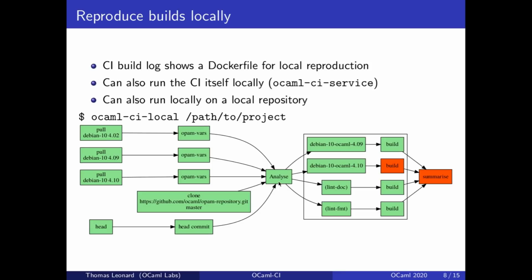In this case, the analysis phase determined that OCaml 4.02 wasn't supported, but it has produced builds for 4.09 and 4.10, as well as some lint jobs. For example, this build here has failed, as shown in red. You could click on that and actually see the log and interact with it. And this is really useful if you want to extend the CI. If you'd like to contribute some improvements to it, you can just use this to test your improvements locally.